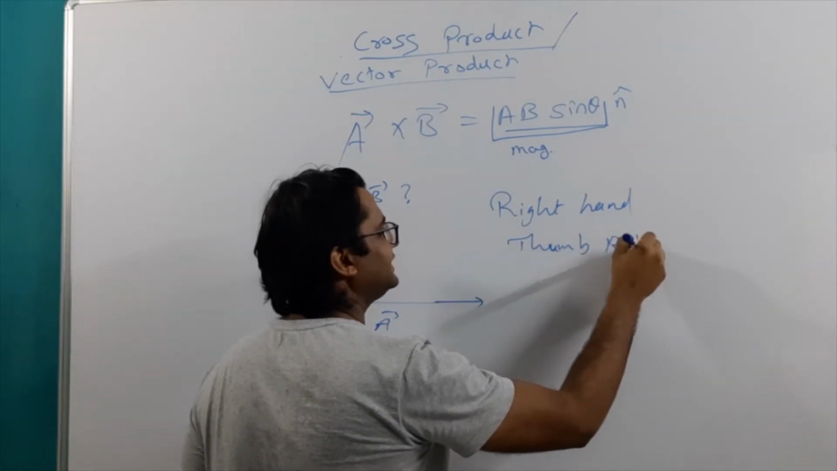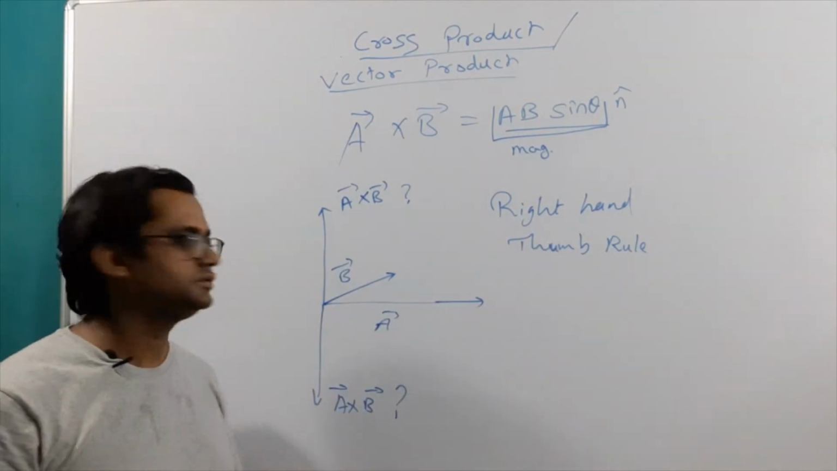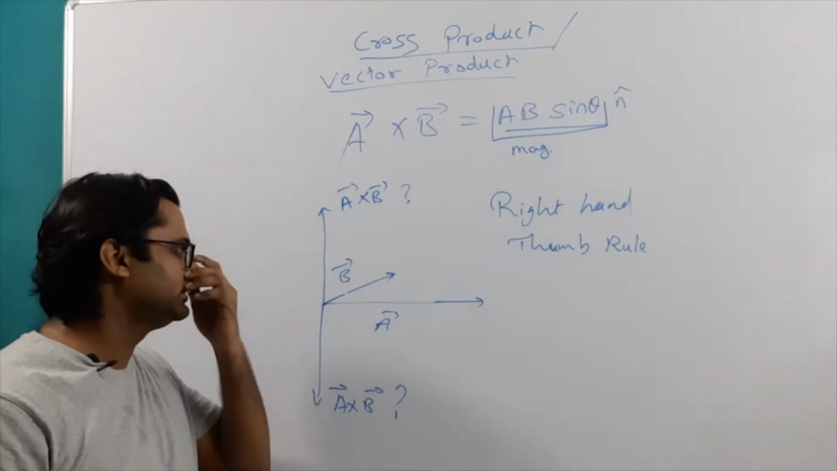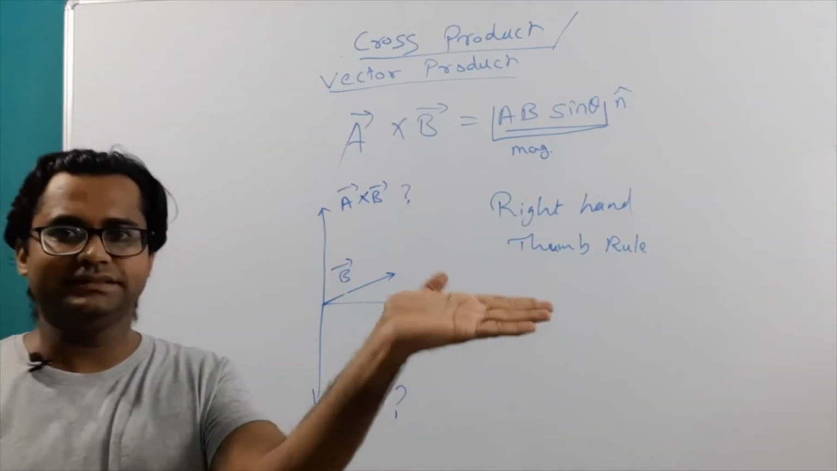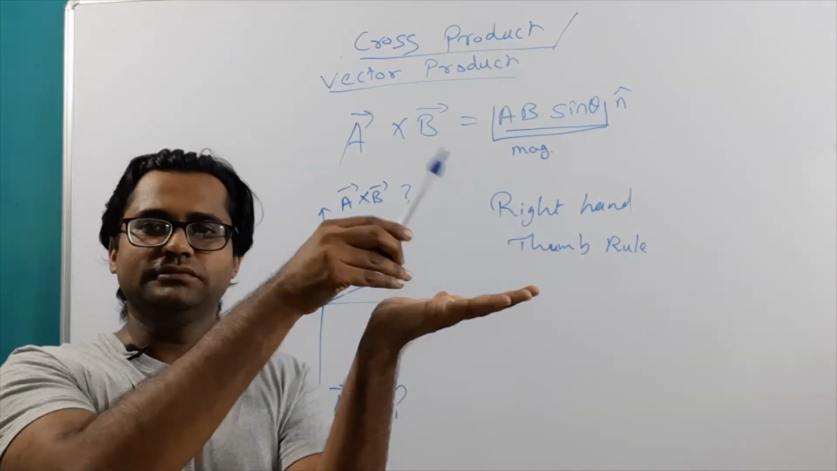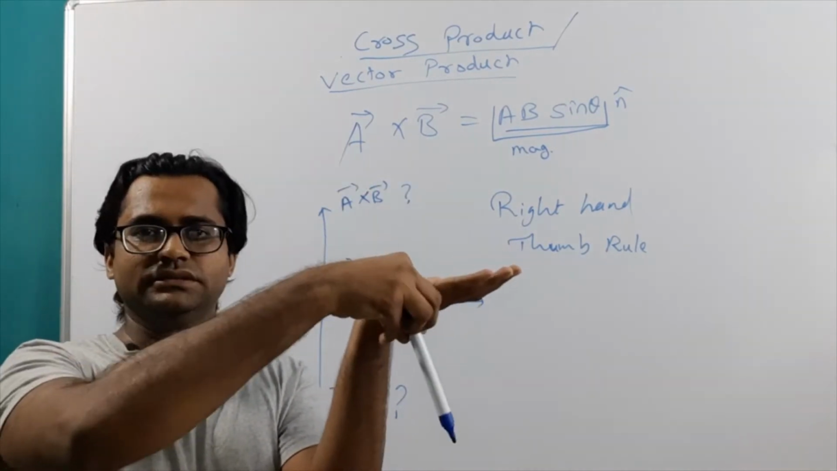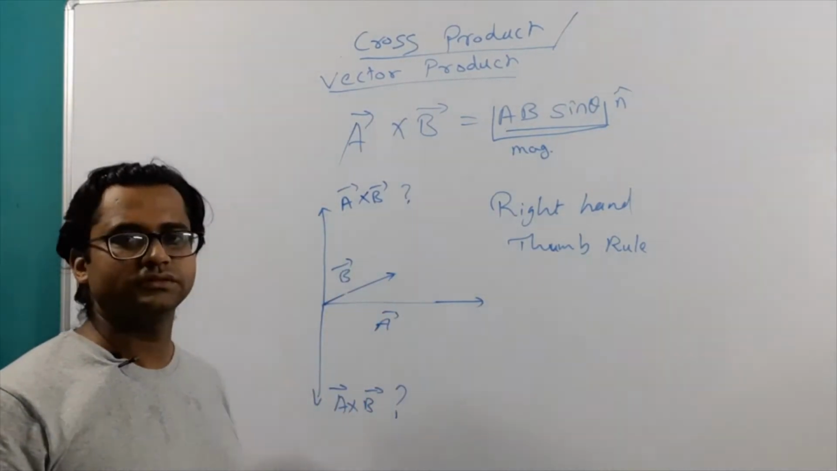There are two rules, the right hand thumb rule and the right handed screw rule. I'll tell you the right hand thumb rule to decide the direction of the cross product, since there are two possible directions perpendicular to this particular plane. If this is my plane, and my vectors are like this on this plane, then there are two possibilities. One is up and one is down, which are perpendicular to this plane. So which one is the correct direction of the cross product?